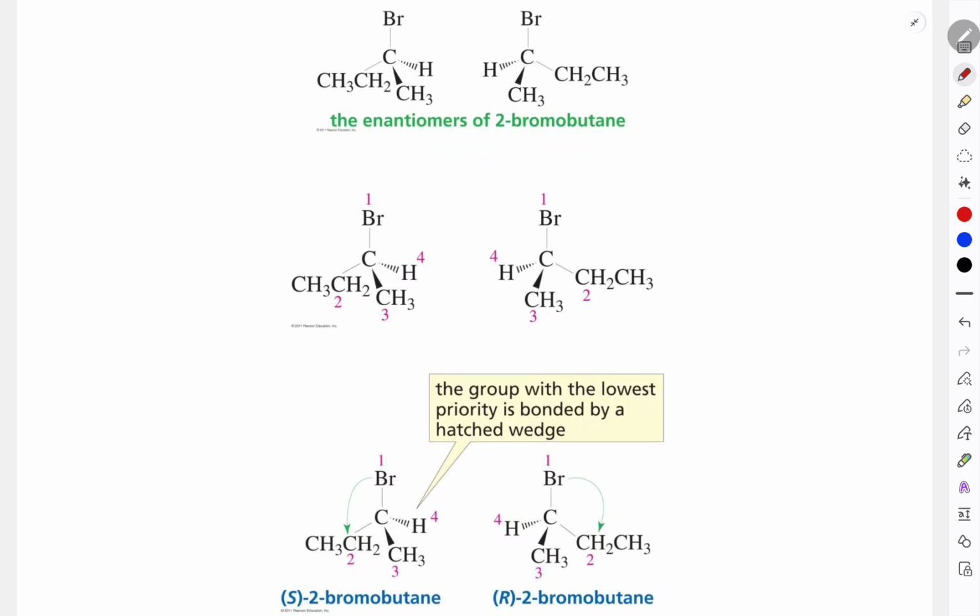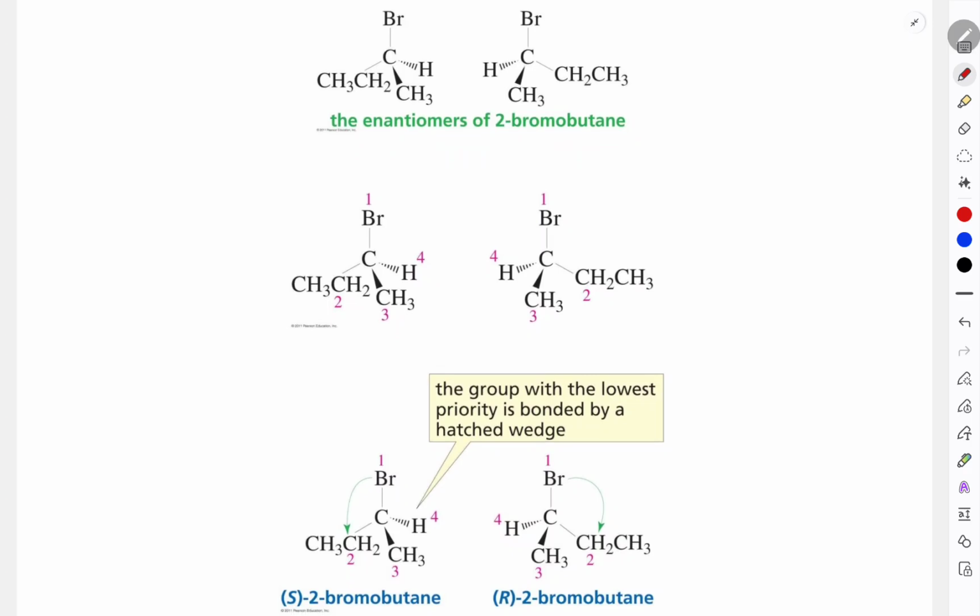And you can perhaps now decide the priorities for the substituents. Bromine has to be the number one priority, as it has the highest atomic number, and you have ethyl, methyl and hydrogen. Hydrogen should be the number four, lowest priority, and then you can identify these three substituents and decide how the rotation works. Counterclockwise will give you S, and clockwise, 1, 2, 3, will give you R configuration.